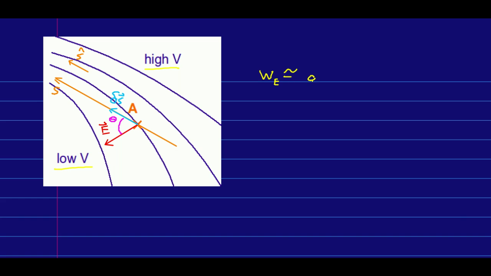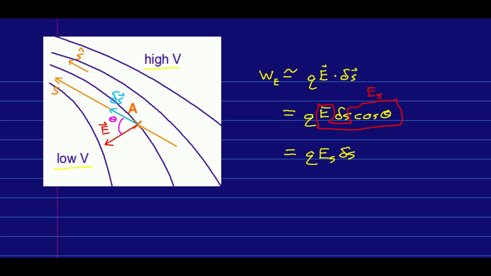So it's approximately QE dot delta S. That is just Q times the magnitude of E times the magnitude of delta S times the cos of the angle between them. And E cos theta is just the component of the E field along the S-axis, what we would call E_S. And so I'm going to write it that way.